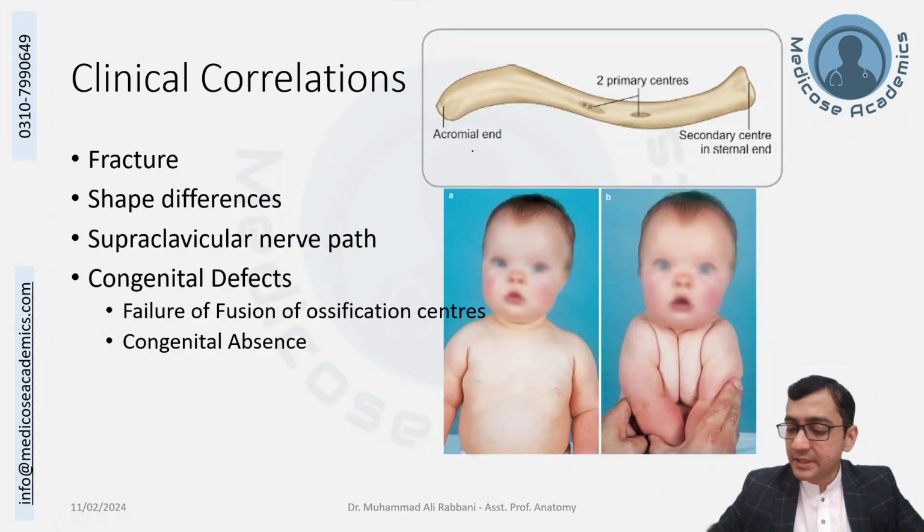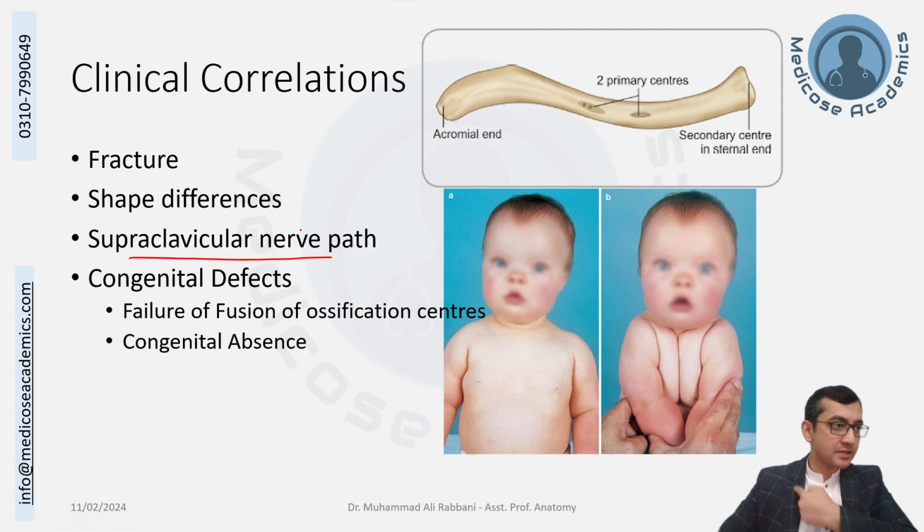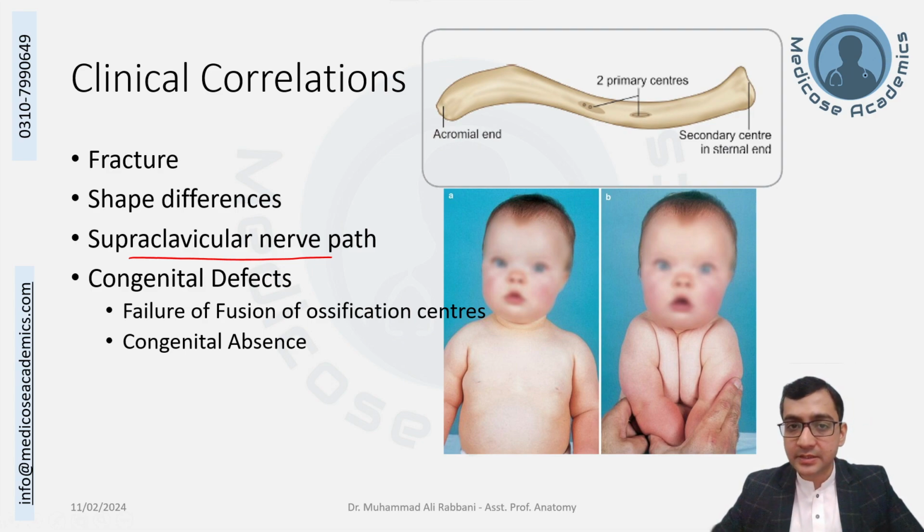There are shape differences. If a person is a laborer, a hard worker doing more physical work, the bone curvatures will be more prominent, and the attachments of the ligaments and the muscles will be more prominent. Sometimes this bone has supraclavicular nerves. These are the nerves that pass from the anterior aspect of the clavicle to the chest, towards the front of the chest. Sometimes they pass through the clavicle rather than above it. This is one of the variations that can be found.